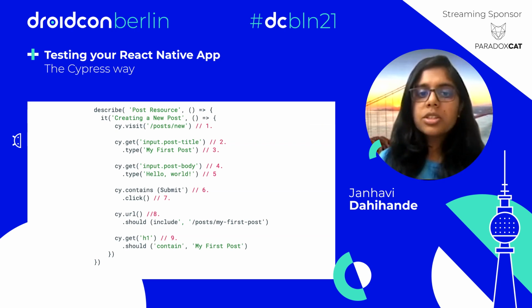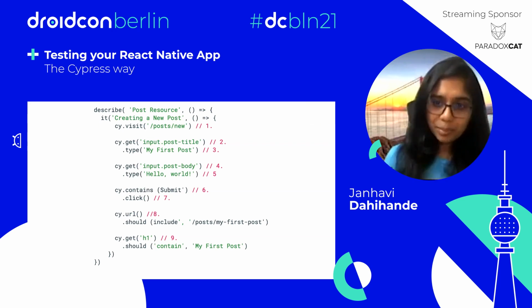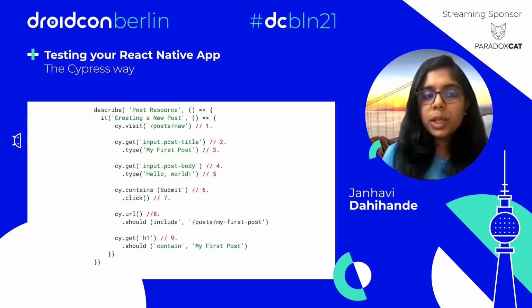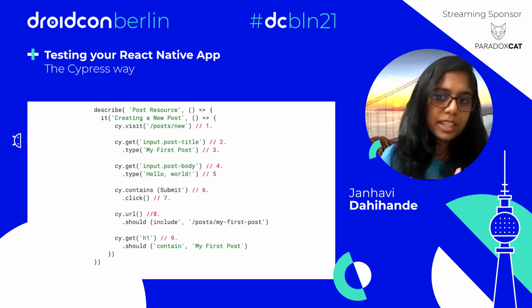So Cypress believes in getting more done with less typing. It follows a chain syntax, and similar to jQuery, it uses query elements. So Cypress leverages jQuery's powerful selector engine to help make tests familiar and readable to the modern web developers.